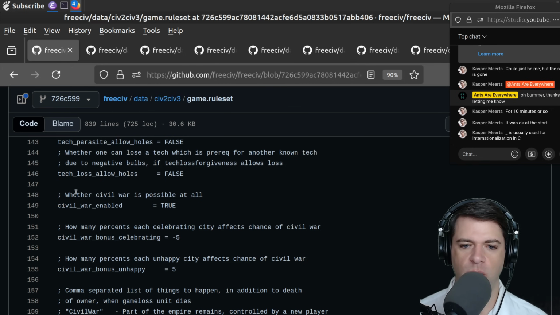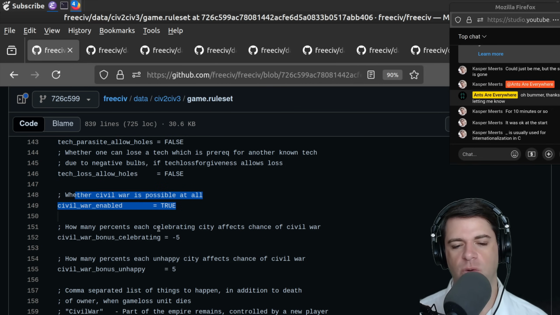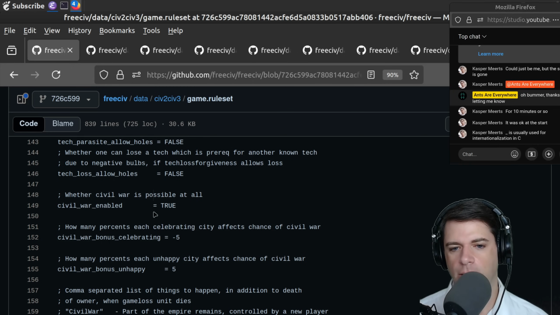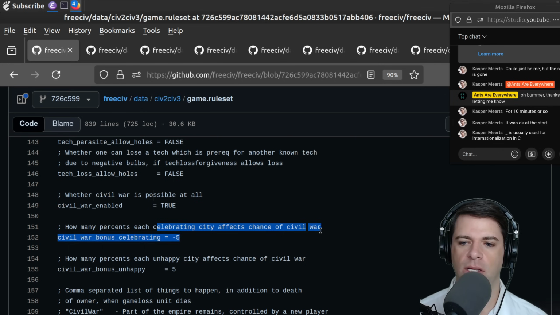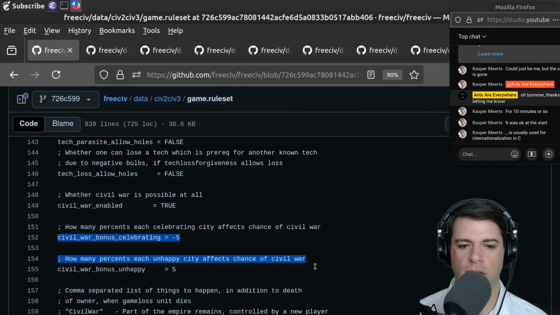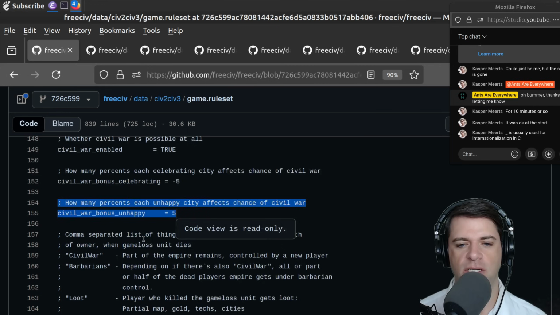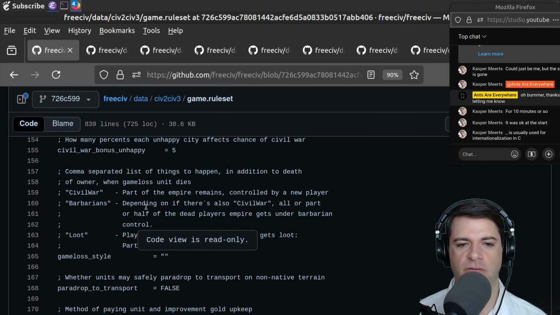And so on. Civil War is enabled as true. Civil War bonus celebrating, -5: how many percents each celebrating city affects chance of civil war? So if your city is celebrating, then you're less likely to have a civil war, I think. And then if you have an unhappy city, it's like the opposite of having a celebrating city. It contributes +5 to civil war.